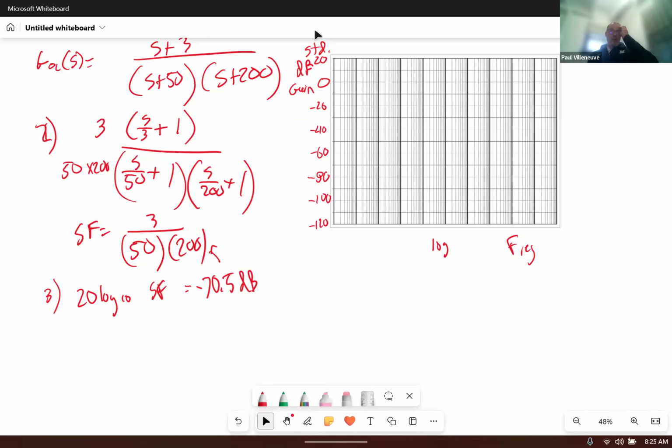So now I'm ready to start plotting. And I can see that this is minus 70.5. So I'm going to use a red line to indicate that. That is my scale factor. Okay, that's my first one. Now I'm going to change my color.